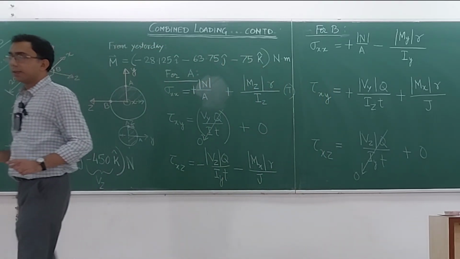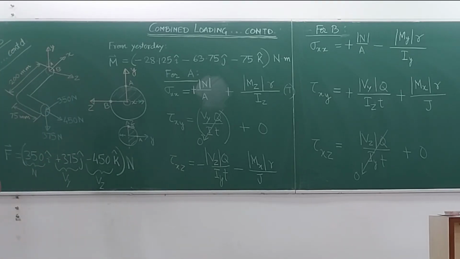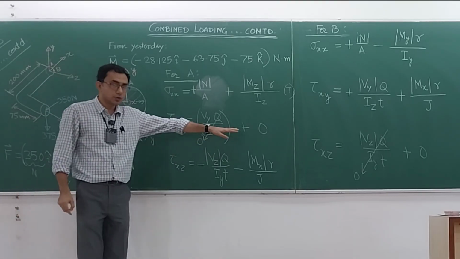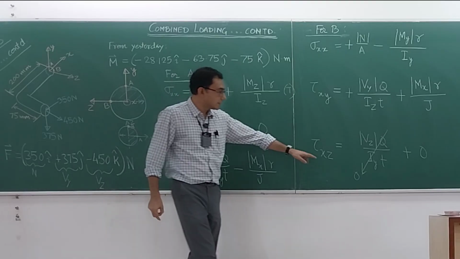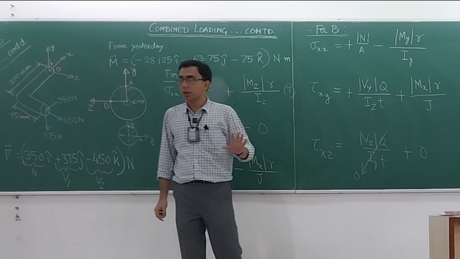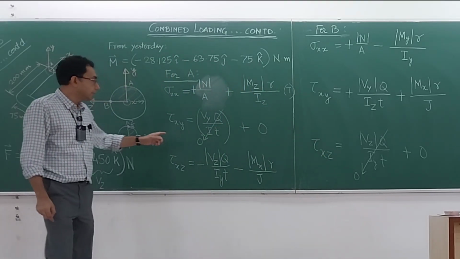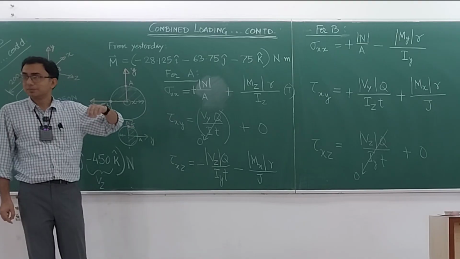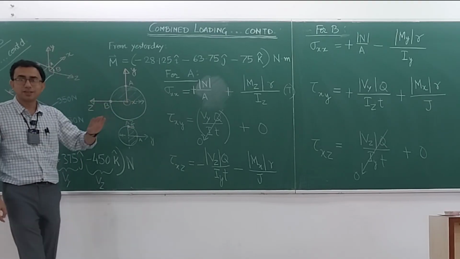Please do not take it as a rule of thumb that just like you have seen tau xy is 0, 0, here also tau xz is 0, 0. Please do not jump to conclusions like this, that for one point, if one of them is 0, 0, for the other one it will also be 0, 0. Don't do any of these shortcuts.